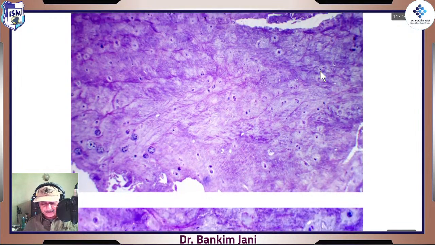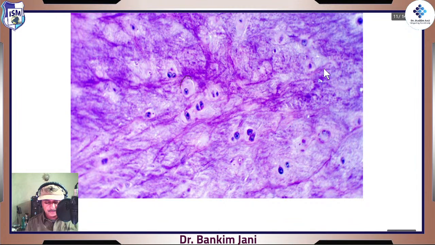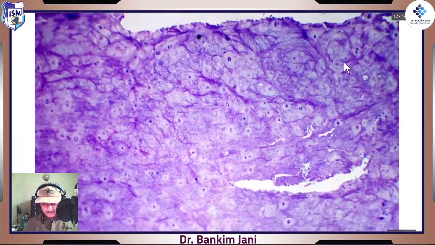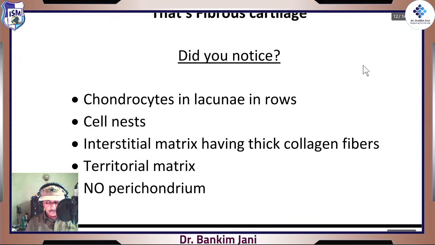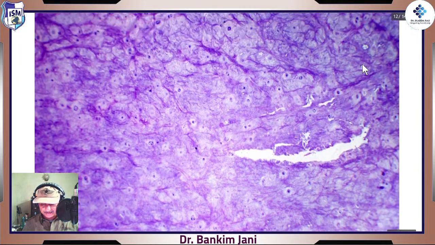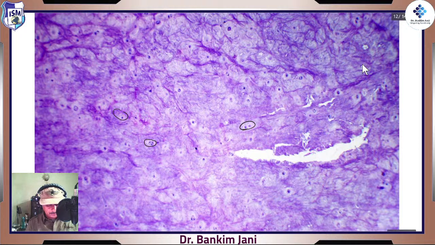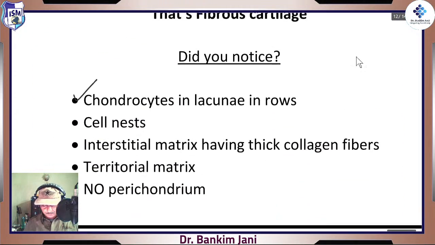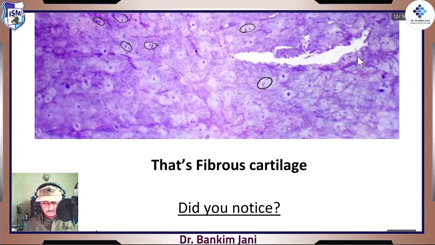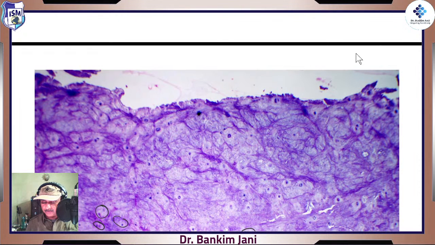So here it is. When you see that, correct, right? That's fibrous cartilage. Here chondrocytes are seen in rows and cell nests, right? See, they are seen in rows. In one, there will be the presence of 2, right? They are seen in rows. Rest is all the same, and there is no perichondrium. So when you look at the periphery, see, it is abruptly stopping. There are no fibroblasts like this, right? They are not there.